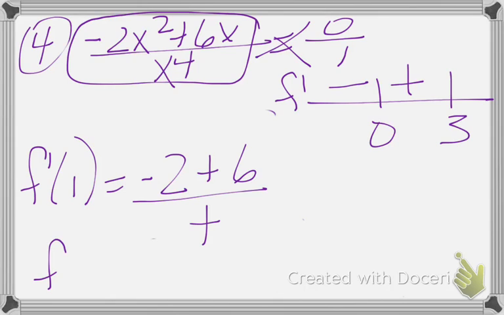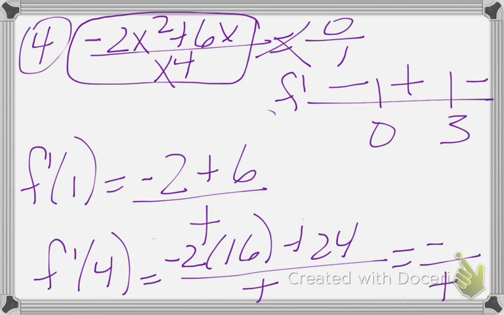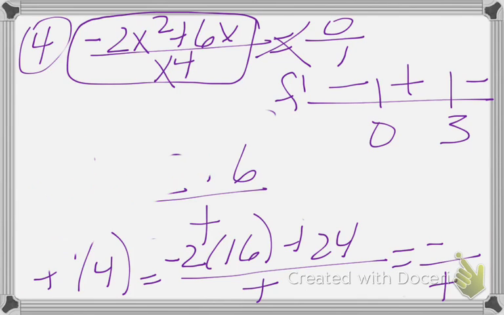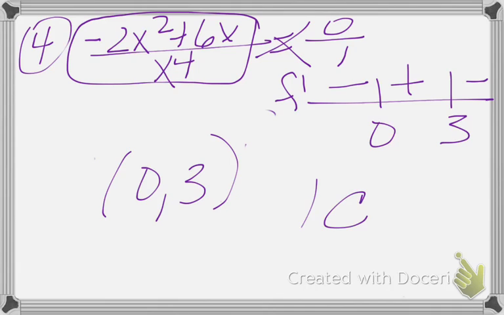And then we'll do f prime of 4, and that will give us a negative 2 times 16 plus 24 over a positive. So negative 32 plus 24 is a negative over a positive, which is a negative. And the question is asking, when is it increasing? So it's increasing from 0 to 3, and that is choice C.